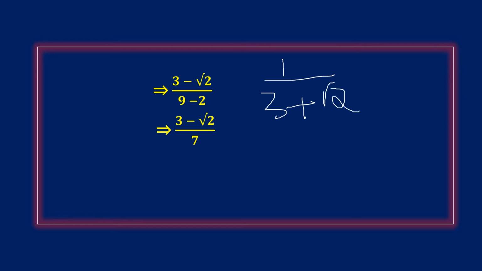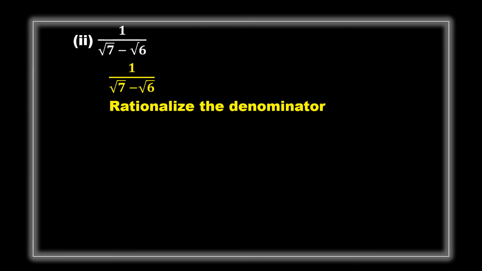Let us use this same method and simplify the next problems. Here is your next question: 1 by root 7 minus root 6. No need to worry about this. Simply multiply this with the opposite sign. Rationalize the denominator. Root 7 minus root 6 is our question, so we should multiply by root 7 plus root 6 by root 7 plus root 6.